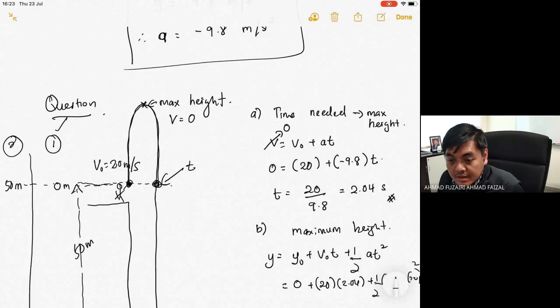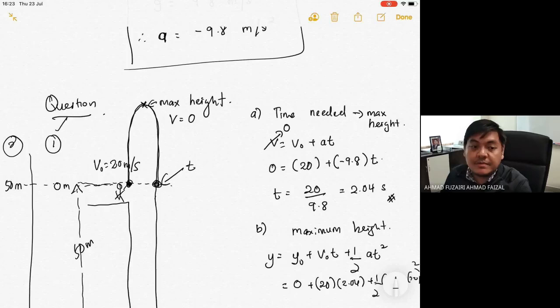If I answer question B with maximum height equals 70.4, will it be correct? The answer is yes, because 70.4 includes 50 meters together from the ground. The 20.4 is from the reference point at the hand, the place where it was thrown. 70.4 is considered 50 from the bottom. So it is also correct, but you have to state it as a point of reference.